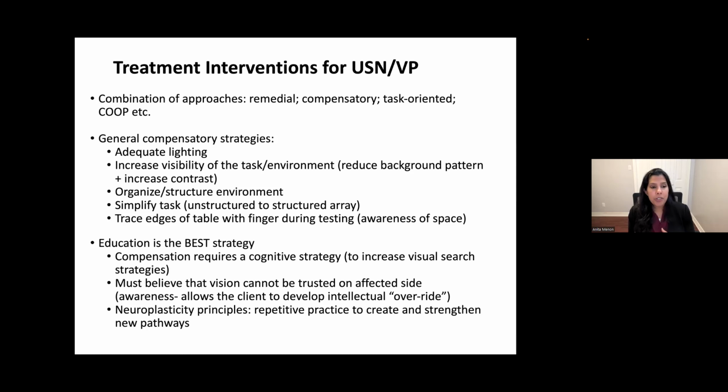So what we want to do is make sure that the room that we're using in treatment is adequately lit. We want to make sure that we have increased visibility of the task. So we want to look at the environment and the task itself and really look at reducing the amount of distractors or any other patterns that come into play in the particular task at hand. So if we're thinking of a therapeutic task, we really want to make sure that there are no distractors at the beginning, and simplify the environment as much as possible so that we focus on the task at hand and just that scanning ability without too many distractors in play.